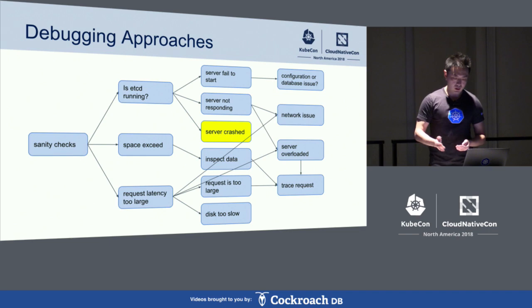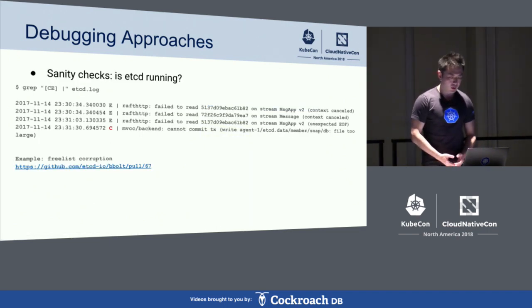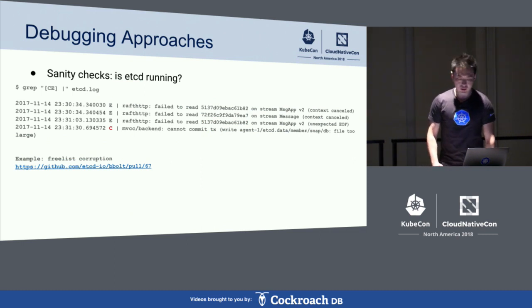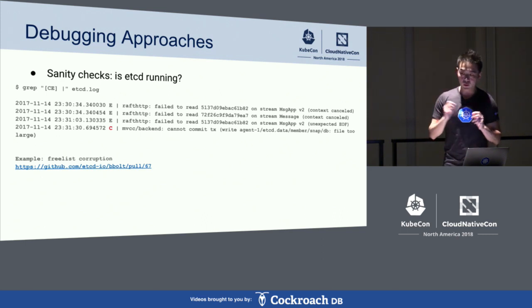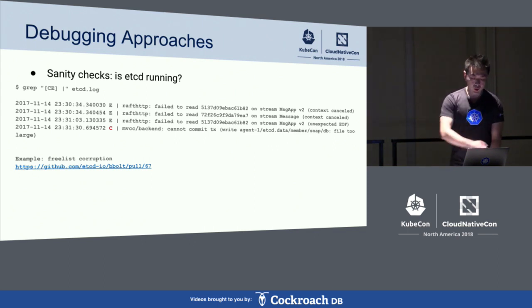Another possible scenario is that the server was able to start, you can see it's running, but then crashed. I'll give you an example here. If you look at the server log, I highlighted in red the capital letter C. That means crash. When you see that in the log, it's a bad thing. And here it's an example, probably too much detail, of a freelist corruption in the BoltDB database that's used by etcd. If you're interested in details, I have included a link to the actual fix of that issue.